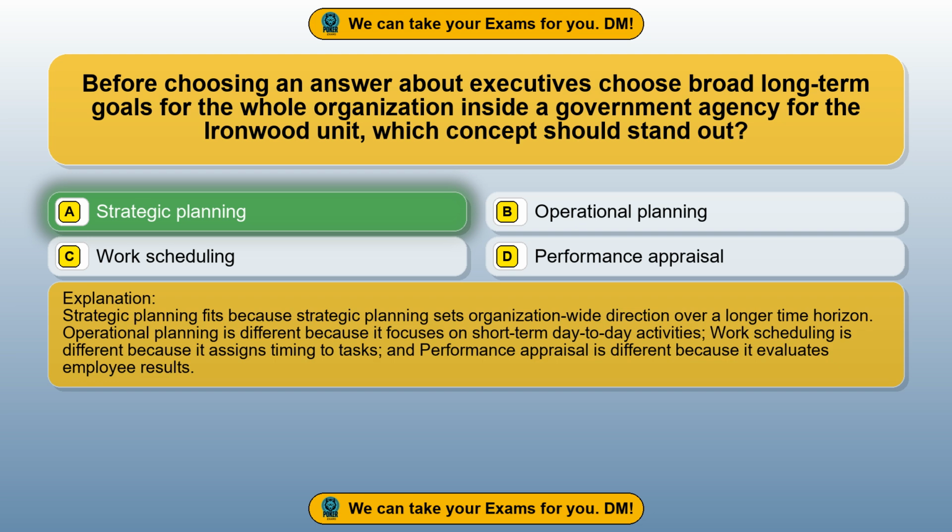Strategic planning fits because strategic planning sets organization-wide direction over a longer time horizon. Operational planning is different because it focuses on short-term day-to-day activities. Work scheduling is different because it assigns timing to tasks, and performance appraisal is different because it evaluates employee results.